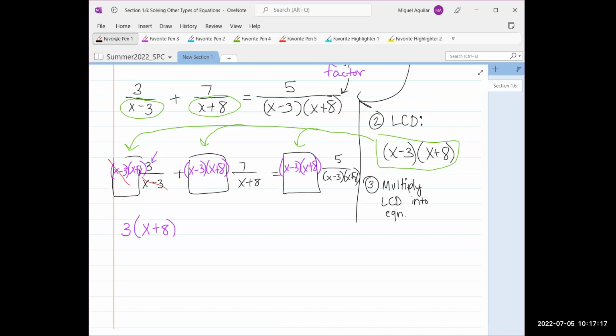We move on to the next term. We have x minus 3 and x plus 8 that we just multiplied in, and the denominator has x plus 8. So that is a factor that we have in common here, and we're going to cancel those out. Again, don't mind me, I'm just going to rearrange this. As I write this down, I'm going to put the plus, and then we just have a 7 and the x minus 3 left.